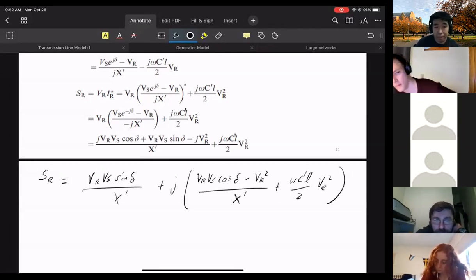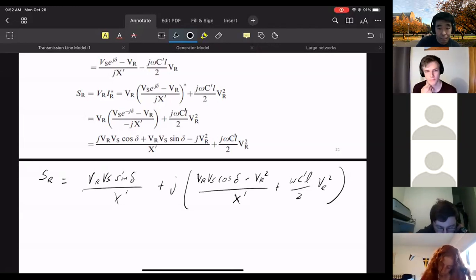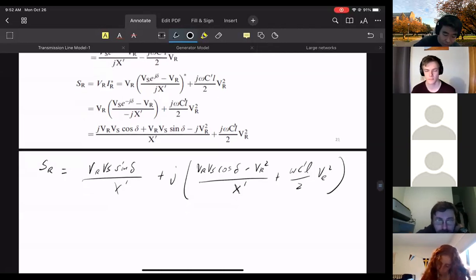Okay. Any questions up to here for the derivation of the equations? Okay, all right. So if you look at those two parts, let's look at the real part.